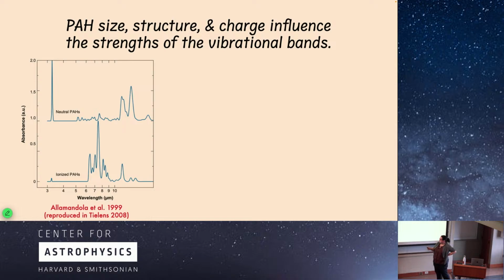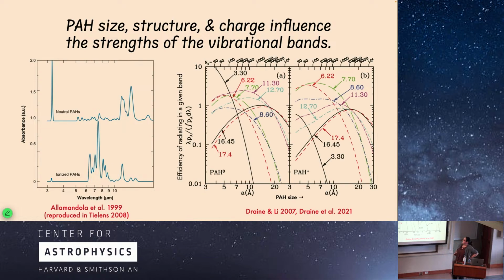You can see here the spectrum of neutral PAHs is very bright at 3.3 microns and 11 microns. But in ionized PAHs, those bands are faint, and the 6 to 7 micron range is much brighter. So with that information, we have the ability to go out and learn something about the ionization state of these grains.